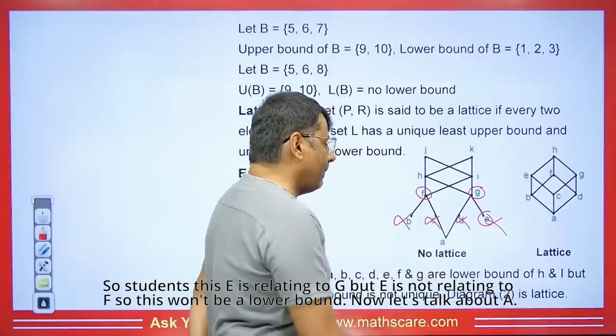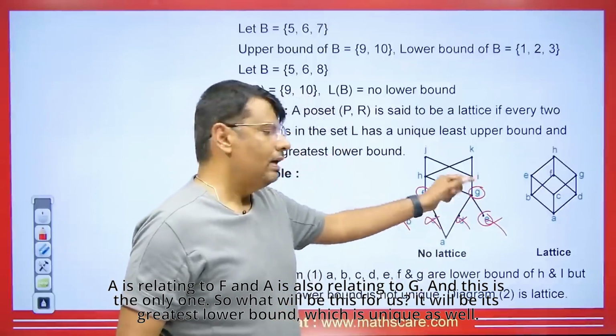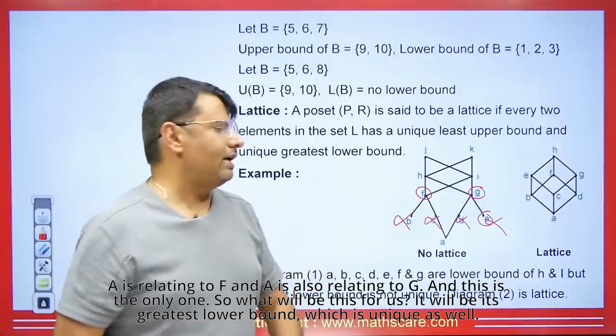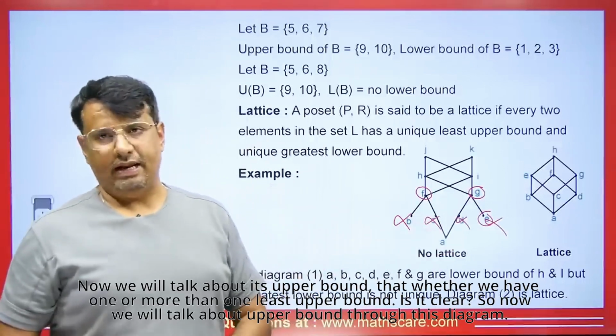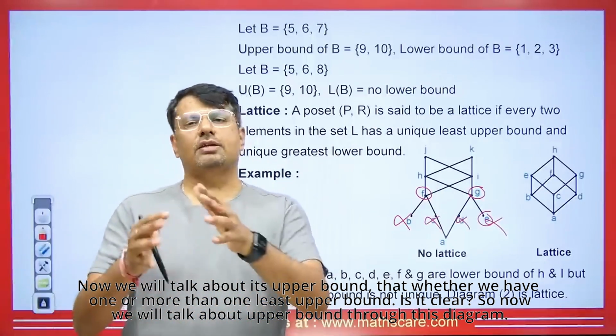Now let's talk about a. a is relating to f and a is also relating to g, and this is the only one. So what will this be for us? It will be their greatest lower bound, which is unique as well. Now we will talk about the upper bound, whether we have one or more than one least upper bound.